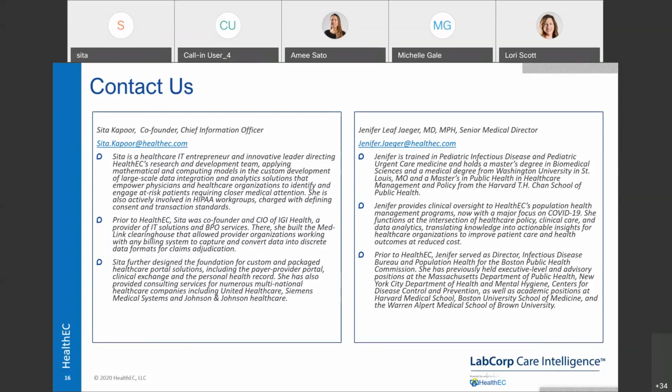And I should have mentioned, if you're trying to unmute yourself, there's a little microphone button that you need to click on. You can either hover at the bottom of your screen or find your name in the participants list to unmute yourself.